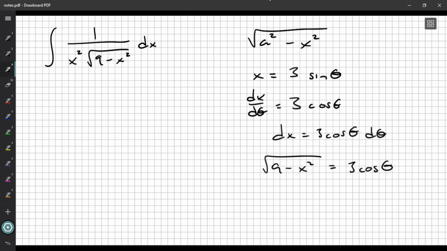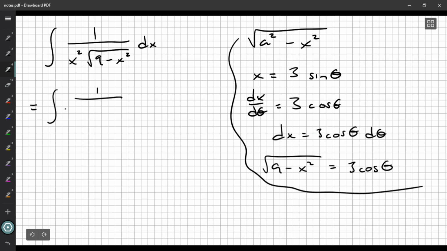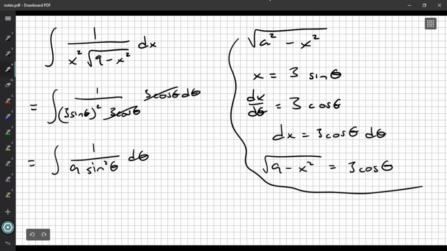Okay, so we just state all that off to the side, or we can work it out on the fly as we go. x gets replaced with 3 sine theta, so we get 3 sine theta squared there. Root 9 minus x squared gets replaced with 3 cos theta, and the dx gets replaced with 3 cos theta d theta. And the 3 cos thetas can cancel out right away. So we'll have 1 over 9 sine squared theta d theta. That's now what we need to integrate.